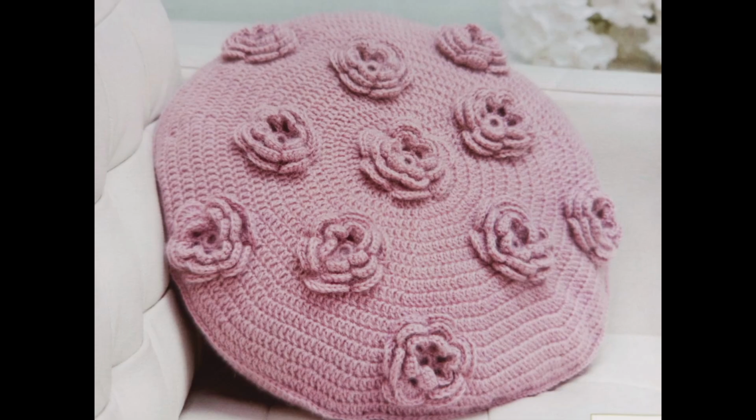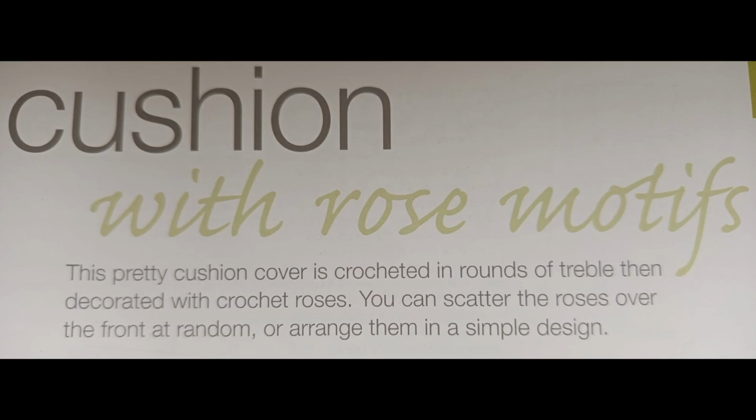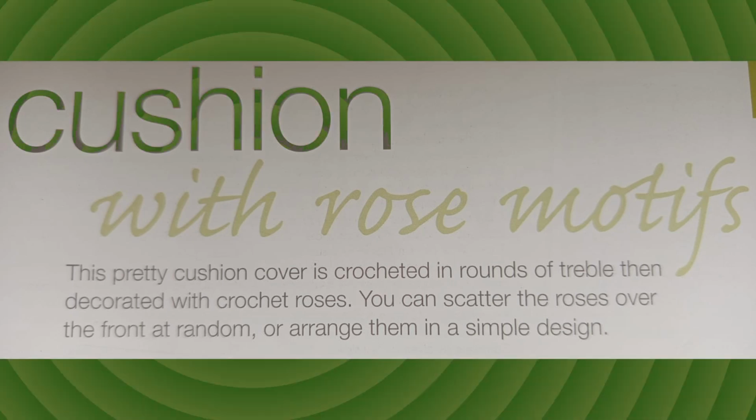That draws you in with a crochet pattern is the picture of the item that you're going to crochet. So in this case, the pattern that I've chosen is a cushion with rose motifs. The description of the pattern is: this pretty cushion cover is crocheted in rounds of treble, then decorated with crochet roses. You can scatter the roses over the front at random or arrange them in a simple design.